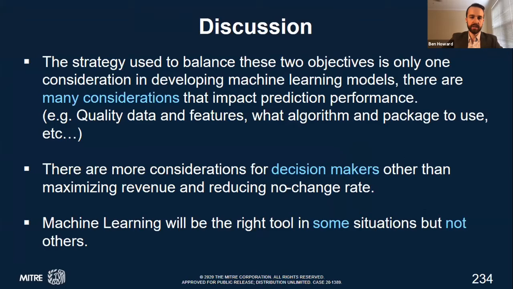The first point I want to make is that while I primarily covered the strategy used to balance these two objectives, it is only one consideration when developing machine learning models, and there are many more considerations that impact prediction performance. The ones that come to mind are quality data and features. This is the garbage in, garbage out principle, and you want good data that is accurate and representative, as well as features that correlate to the outcome that you're trying to predict.